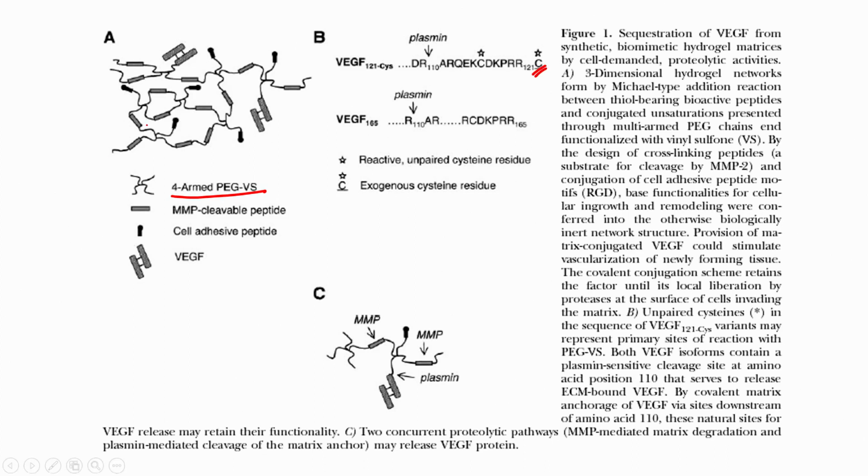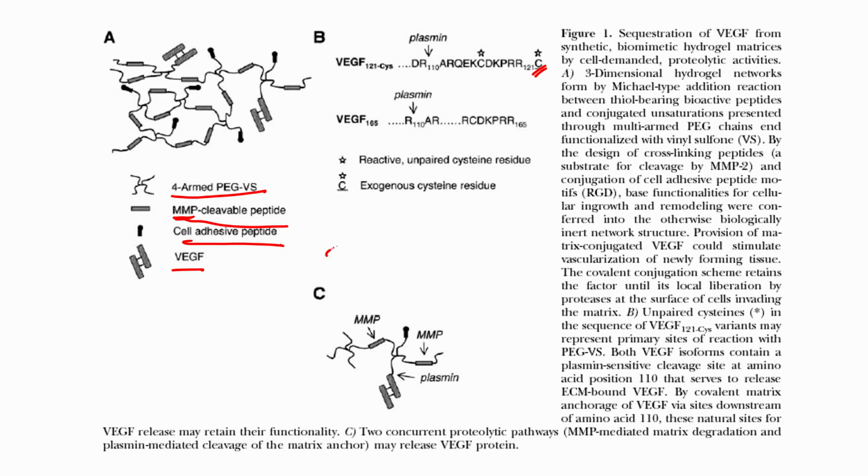So, they have created a matrix out of that, and in that matrix what they have also done is, they have incorporated peptides which are first of all protease cleavable MMPs, and they have also created peptides that are cell adhesive, and finally they have incorporated VEGF which also has a cysteine. So, that also gets bound to the network. So, this is what you see here.